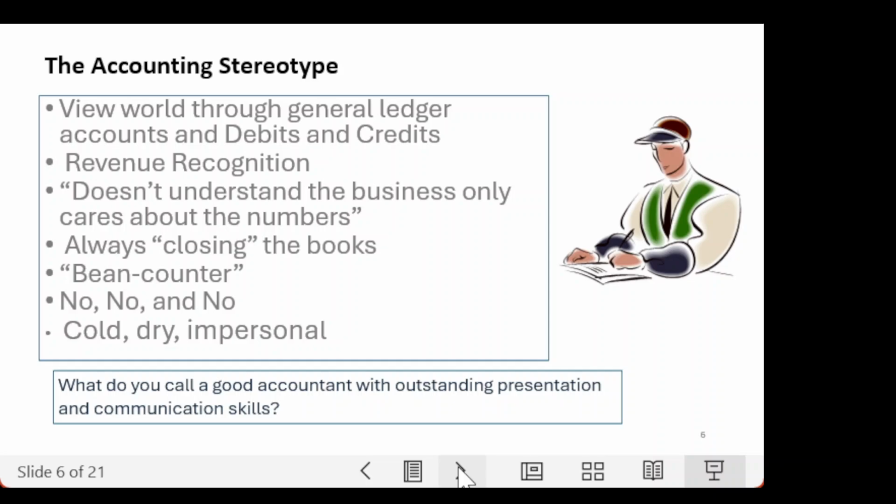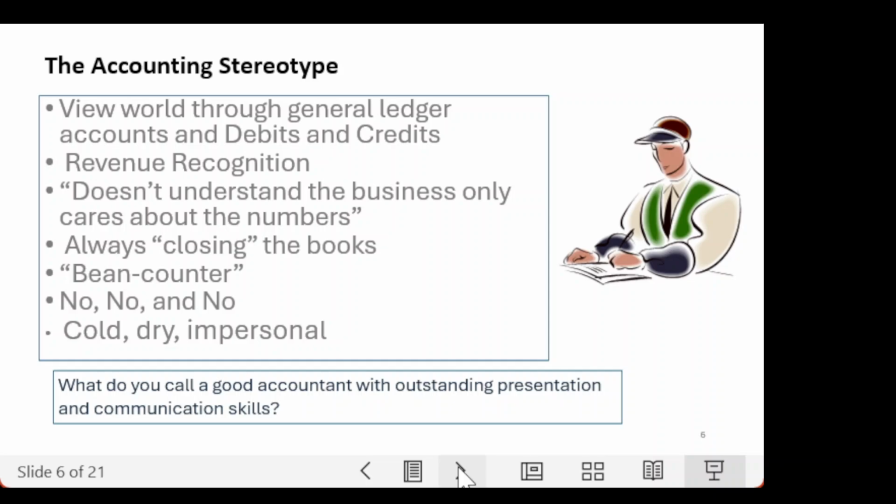So let's talk a little bit about the accounting stereotype. And I don't like this, but it's important for us all to recognize this and to react to this and to consider it when we are sharing information and working with peer groups. So we have been trained and educated to view the world through general ledger accounts and debits and credits. That's our portal to the world. Financial statements perhaps included as well. We're thinking about detailed requirements around revenue recognition principles.